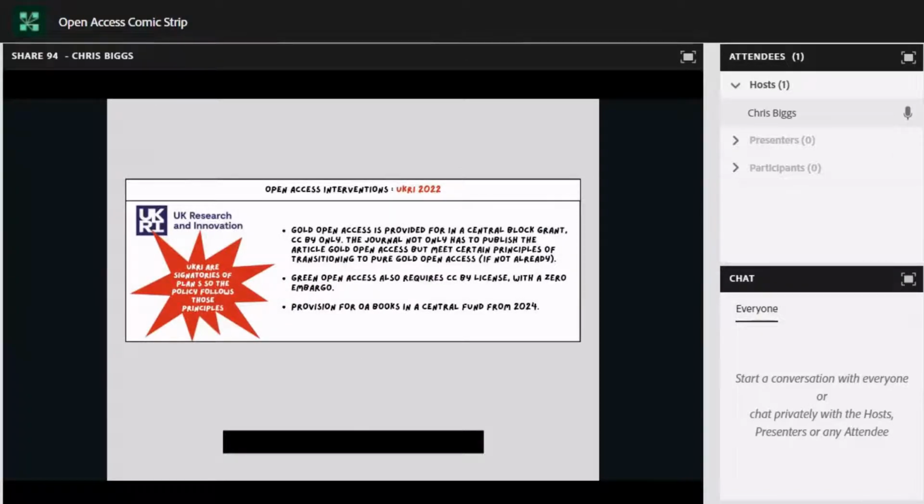So the latest policy, the UKRI policy in 2022. The UKRI are signatories of Plan S, so the new policy follows the Plan S principles. Gold open access is provided for in a central block grant, Creative Commons BY licence only. The journal not only has to publish the article gold open access, but meets certain principles of transitioning to pure gold open access. That's if you use the money from a central block grant. Green open access also requires a CC BY licence with a zero embargo, and there is provision for open access books from a central fund from 2024.